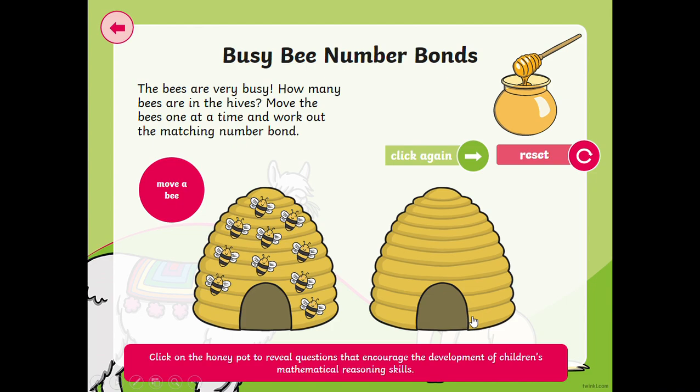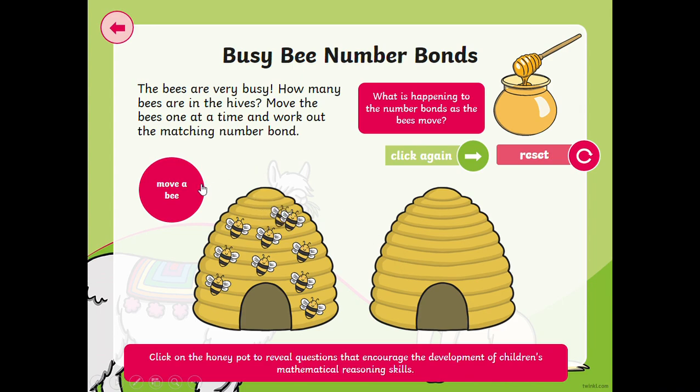Move the bees one at a time and work out the matching number bond. So let's count the bees. 1, 2, 3, 4, 5, 6, 7, 8, 9, 10. So we've got 10 add 0 makes 10. I have moved 1 bee across. So how many have I got in this hive now? So I've got 1 in this hive. So this hive I will have 9.